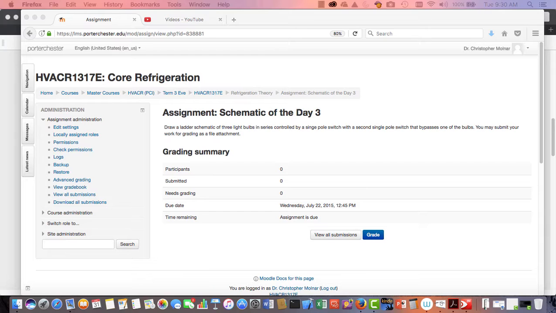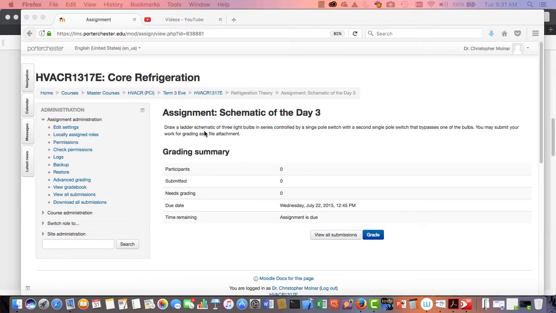So let's go ahead and get the schematic out of the day first. What you are being asked to do is draw a ladder schematic of 3 light bulbs in series, controlled by a single switch with a second single pole switch that bypasses one of the bulbs. Okay, so what we have is a bypass circuit, and they are used occasionally in HVAC for various safeties, as well as for electric heat and other things like that. So it's worthwhile taking a look at this.